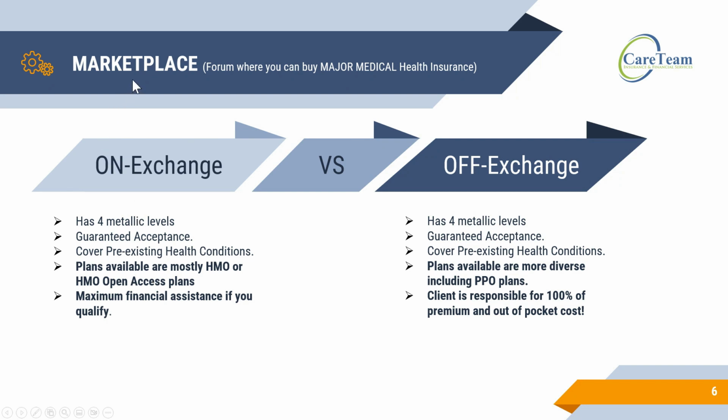So within the marketplace, you're going to hear on exchange, and you're also going to hear off exchange, where they both have 4 different metallic levels. They both are guaranteed acceptance. They both cover pre-existing conditions. The area where they differ is that on exchange, you'll find primarily HMO or HMO open access plans. There are lately, though, some carriers that do offer PPOs on exchange. Off exchange, you'll find more PPO options from the carriers.